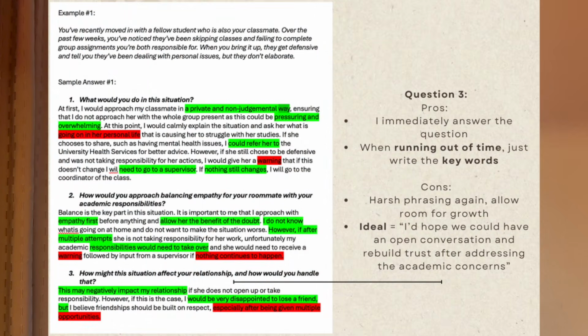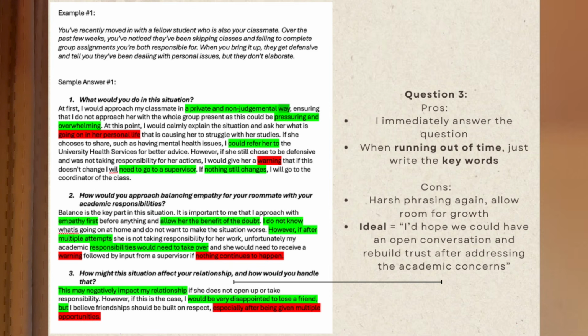Now with the final question, this was where I was really on a time crunch. The one thing that I do really well here is that I immediately answer the question in the first sentence. If you're running out of time, you just put the keywords in there that you would want to say. They consider the essence of your whole text rather than a perfectly written response. But then I do go on to say that I believe friendships should be built on respect, especially after being given multiple opportunities. This is where I would make the majority of my changes if I had had more time.